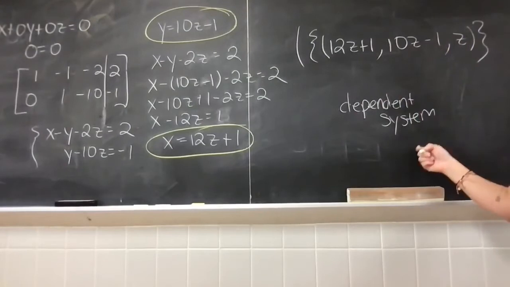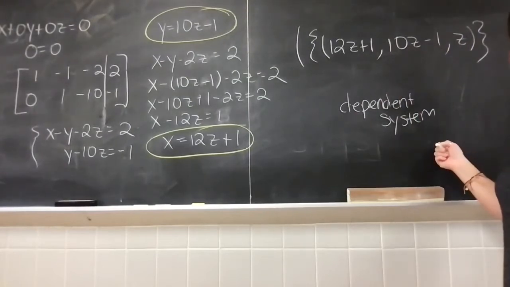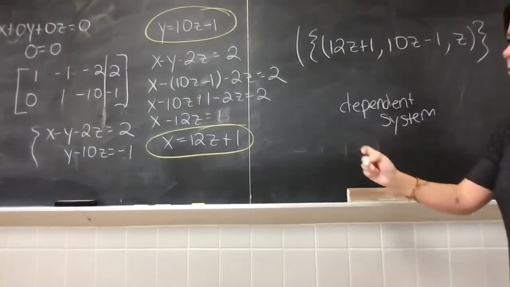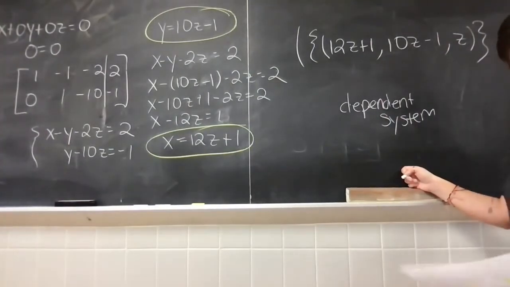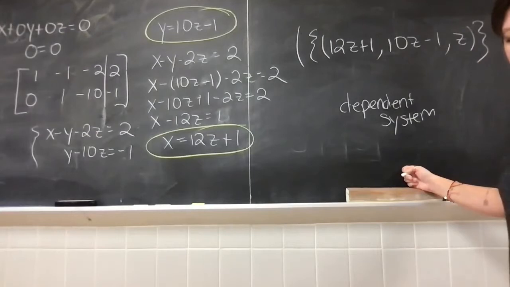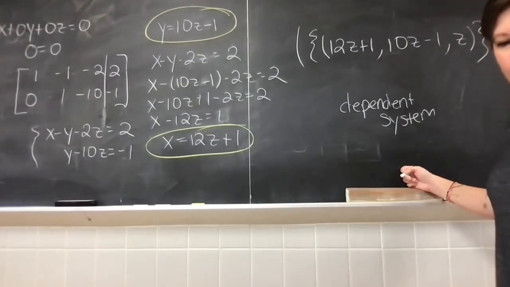And we get dependent systems when we have a whole row of our matrix just go away, which is what we had happen. That made everything go away.